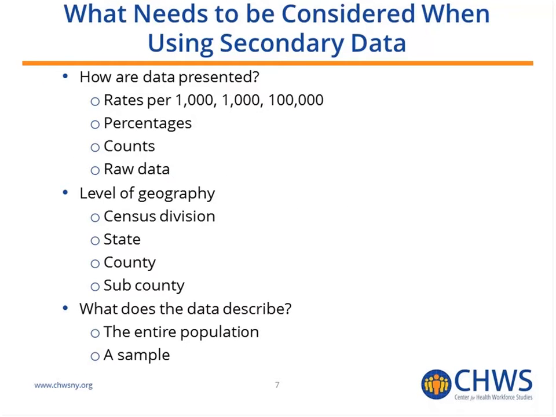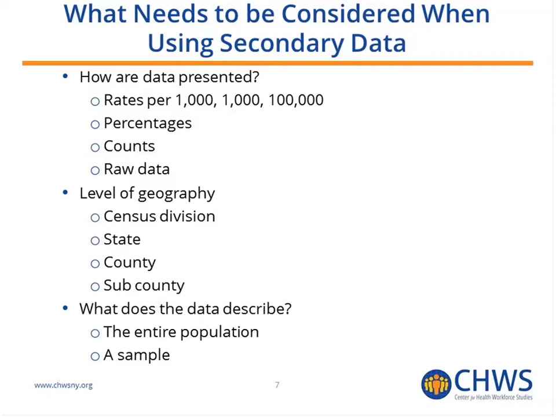So continuing with what to consider with data. How are they presenting the data? Is it in rates per 1,000, per 100,000, per 10,000? It's interesting because I've seen people try to combine data sets and find out that in one place it's per 10,000, in another place it's 100,000, so it's not comparable.